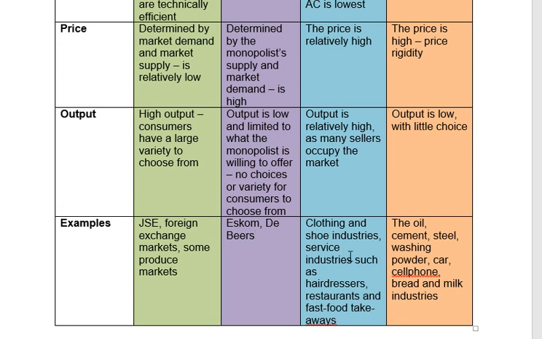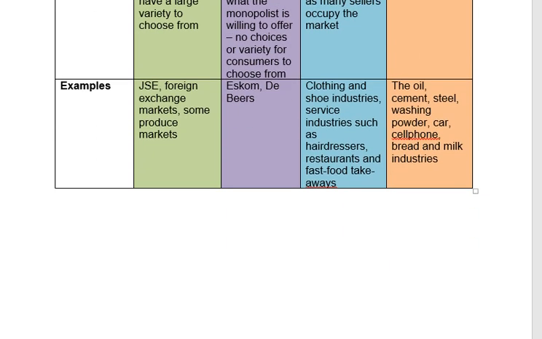For monopolistic competition, you will see clothing and shoe industries. They fall under monopolistic competition, as well as your service industries: hairdressers, restaurants, doctors, pharmacies. And then in your oligopoly industry, oil and cement industries, your washing powders, cars, different makes of cars, different makes of cell phone service providers, bread, milk industries, all of them are examples of oligopoly markets.